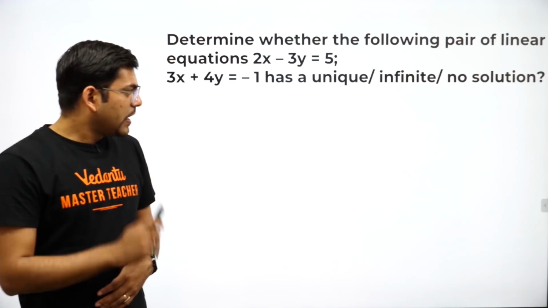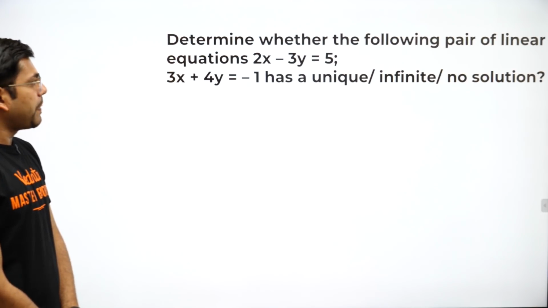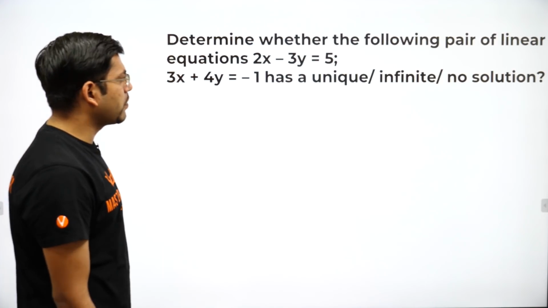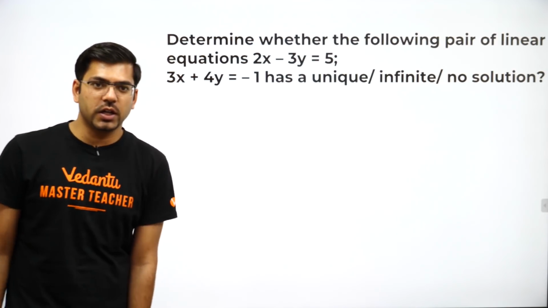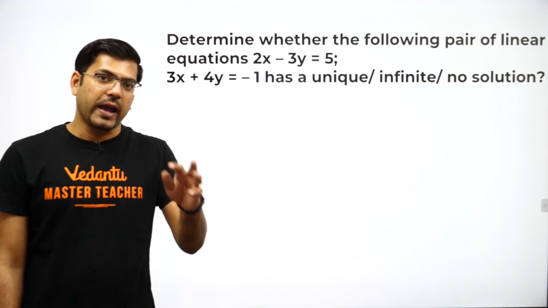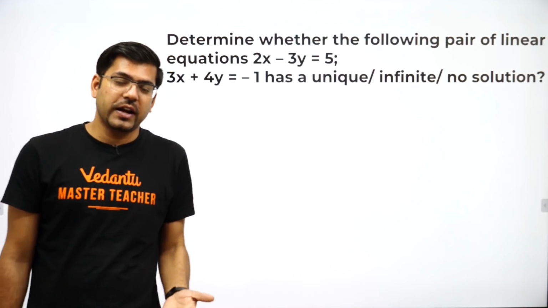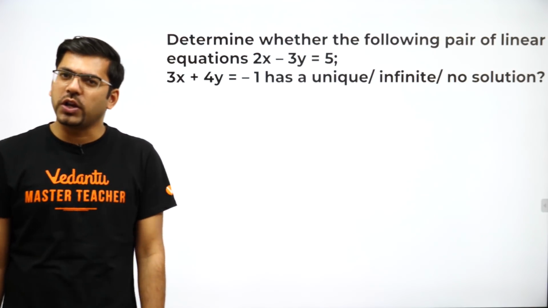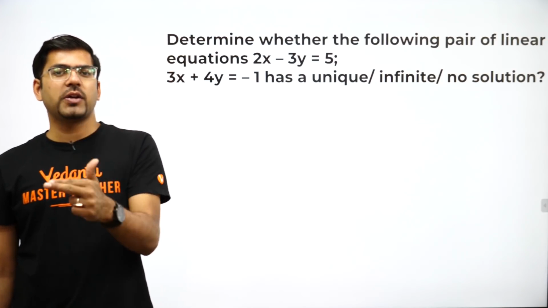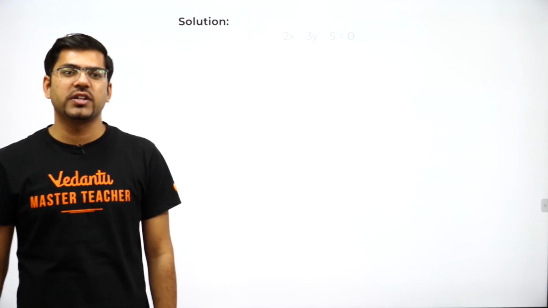Okay, here goes the next question. Determine whether the following pair of linear equations 2x minus 3y is equal to 5 and 3x plus 4y equal to minus 1 has unique or infinite or no solutions at all. Now I guess you must be very clear on how we recognize whether it's unique or infinite solutions. A1 by A2, B1 by B2 and C1 by C2. These relations tell us about it. So let's see the solution.